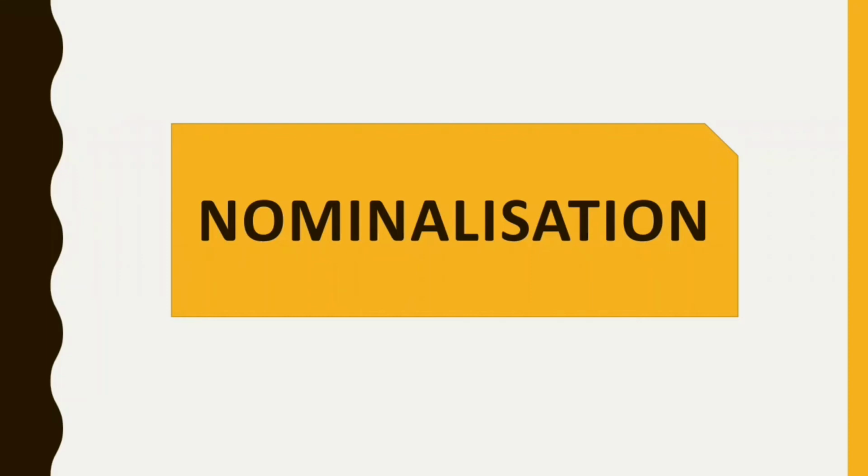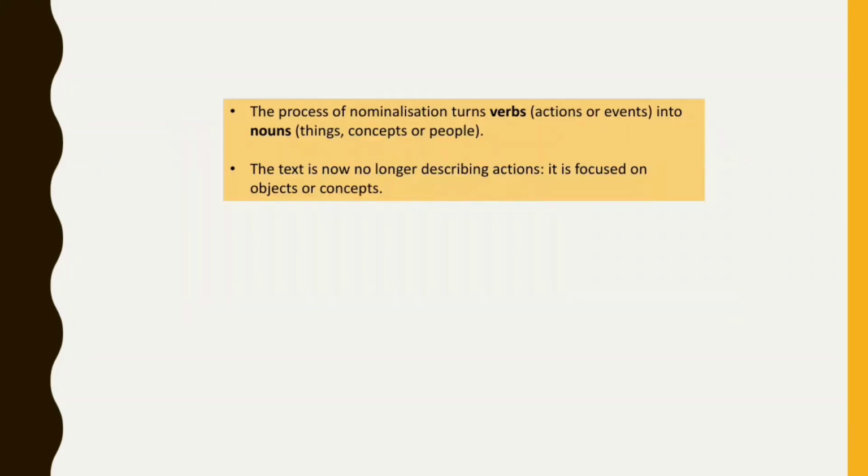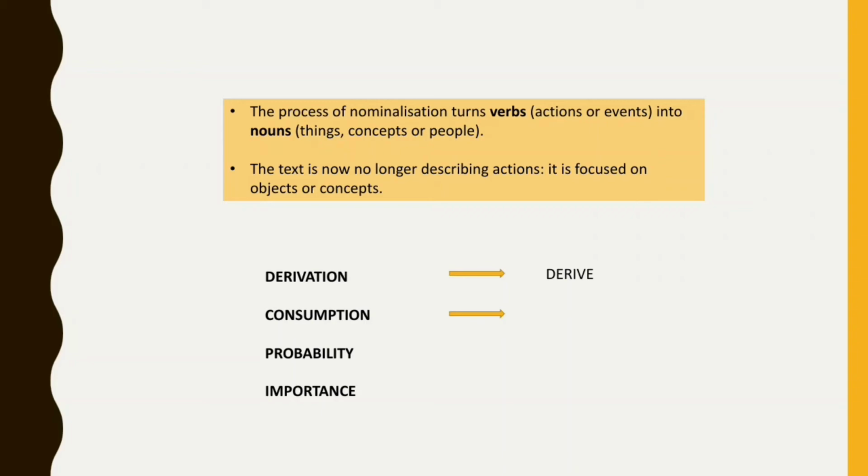Now we are going to reflect on the process of nominalization. So, what is nominalization and how does it work? The process of nominalization refers to the derivation of nouns from verbs and adjectives. For example, the word derivation from the verb derive, the word consumption from the verb consume, probability from the adjective probable, or importance from the adjective important.